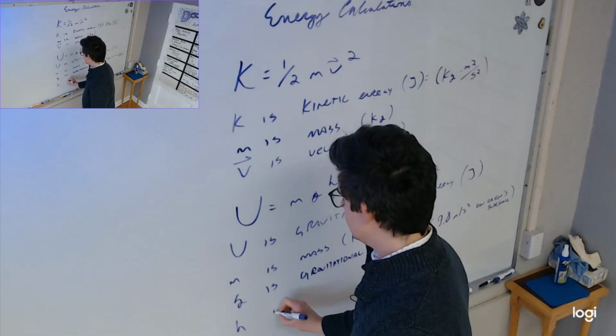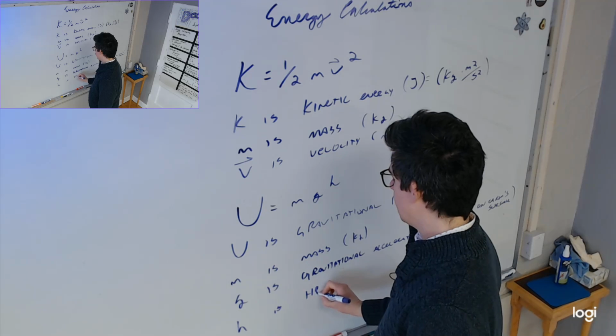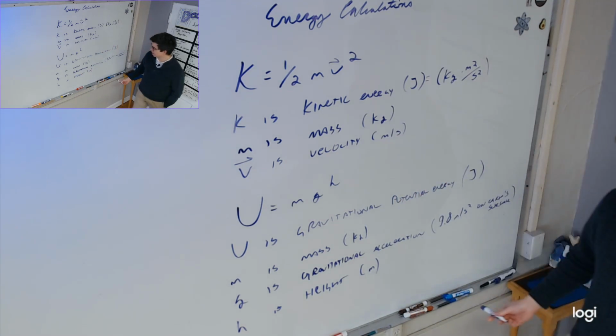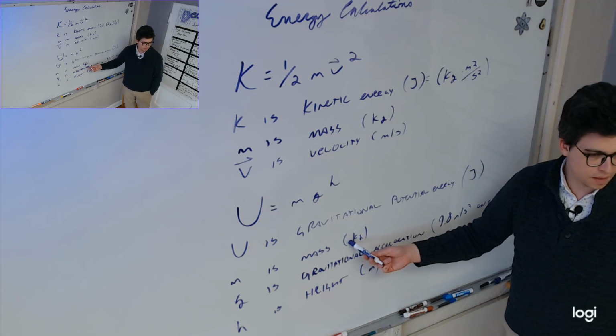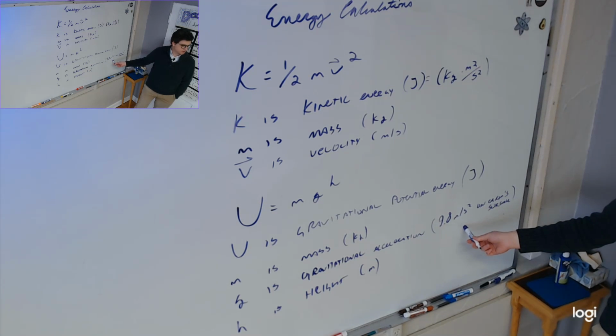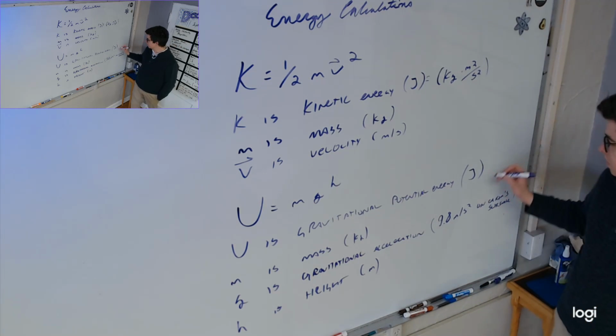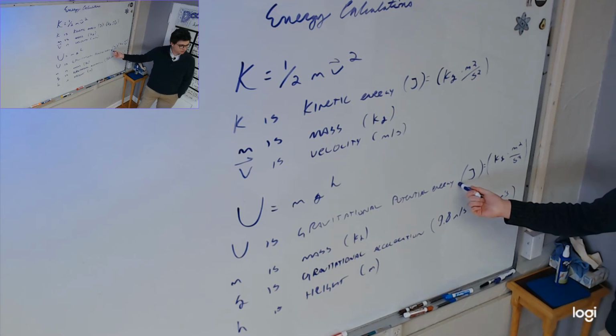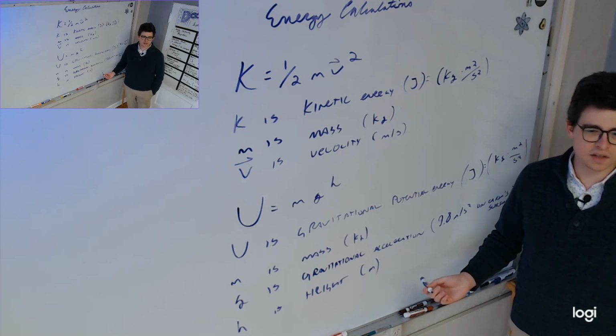And then h is height, measured in meters. Now this time, we have kilogram times meter per second squared times meter. What's that unit all together? Those are going to multiply to kilogram meter squared per second squared, which is again a joule. Ways to skin a cat.